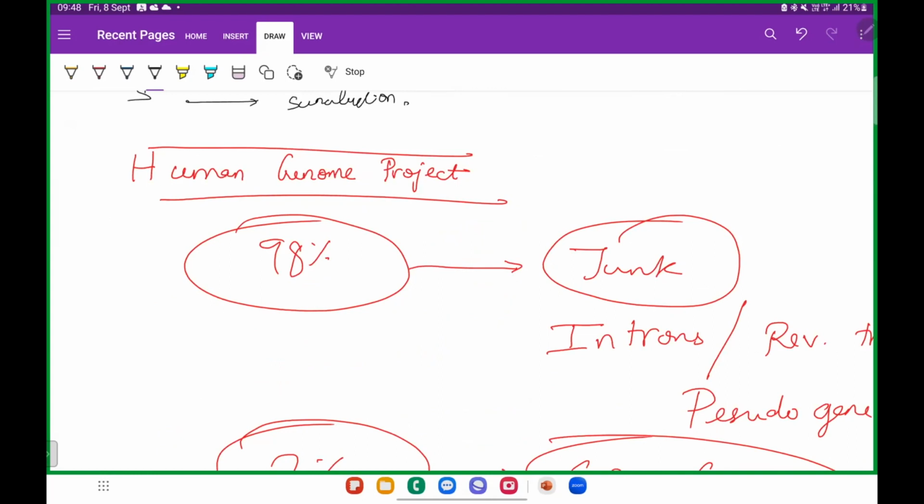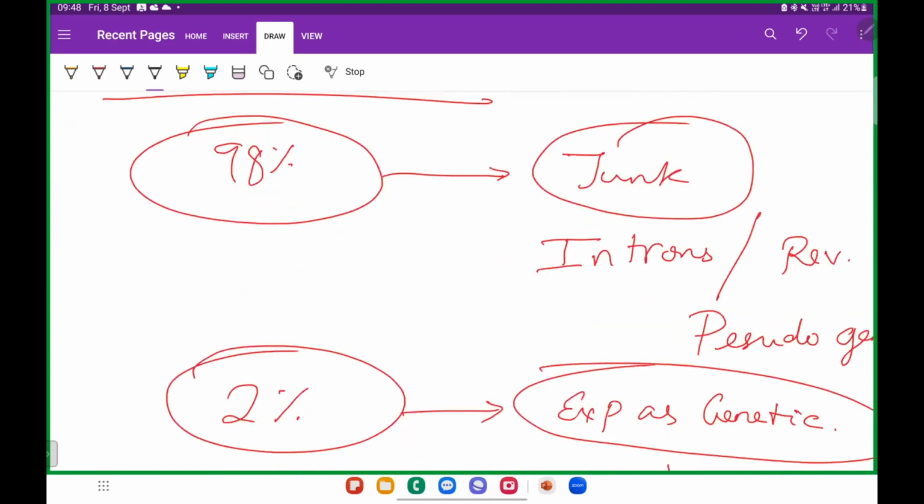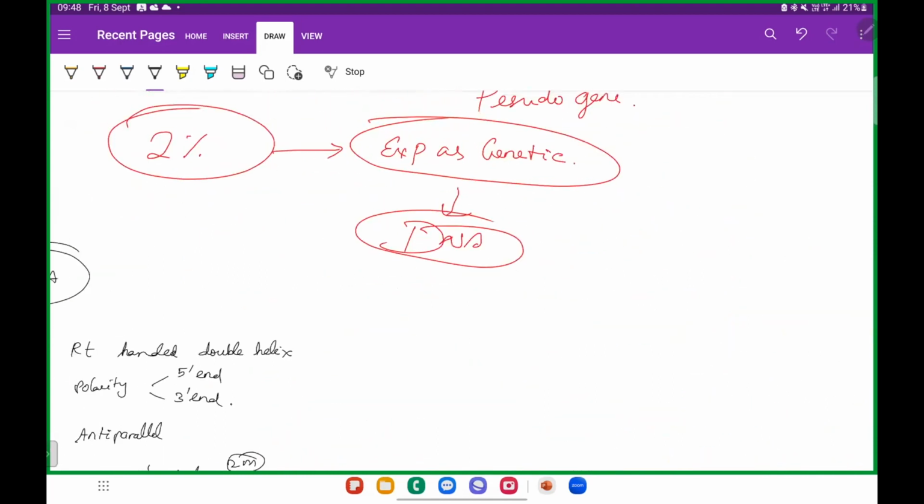The Human Genome Project said it is that big. But even though it is that big, 98% of it is going to be junk in nature. Introns, reverse transcriptase, pseudogenes, everything is going to be junk in nature. Only 2% of expressed genetic information is going to be helpful, and the expressed genetic material is going to be in the form of DNA.